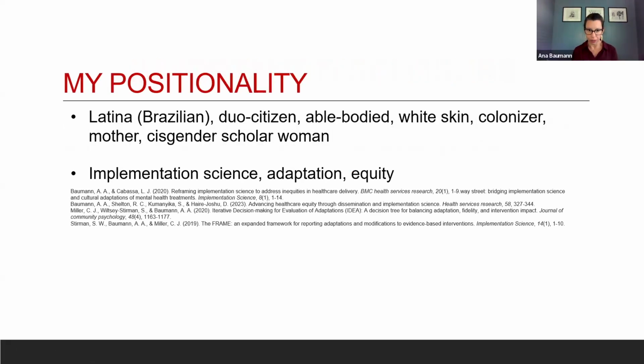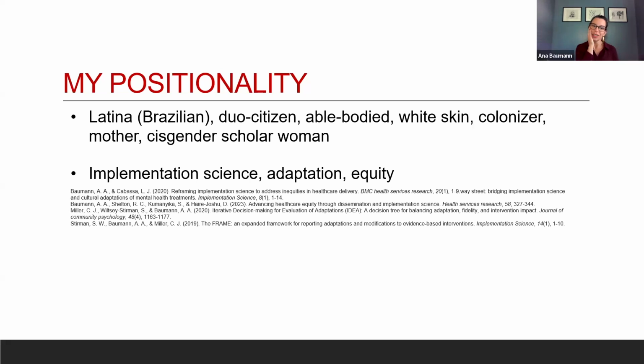When I talk about equity, and when I talk about representation, when I talk about diversity, it's important to me to share my positionality with you. In terms of demographics, I am a Latina, born and raised in Brazil. Currently, I am a dual citizen, able-bodied, white-skinned, colonizer, a mother, single mom in academia, cisgender scholar woman. And those markers I share with you because they permeate my lenses on how I engage and talk about equity and representation in my own life and in my research.